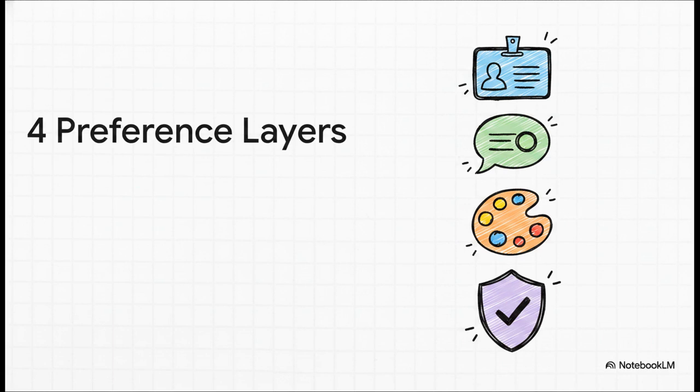So what exactly are we adjusting here? User preferences are broken down into 4 distinct layers. You've got profile instructions for your fundamental rules, then response styles for presets like making things concise. There's appearance for your color modes and fonts, and finally, privacy controls so you can opt out of model training. Now here's a really crucial detail to remember. These settings only apply to brand new conversations, not the chats you already have in progress.